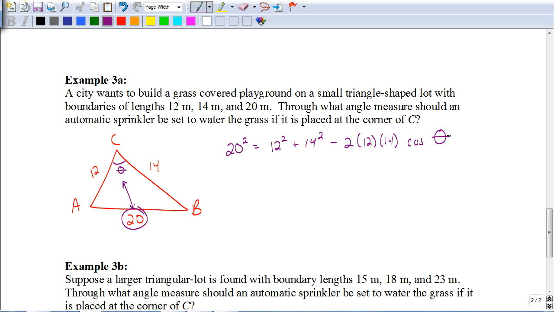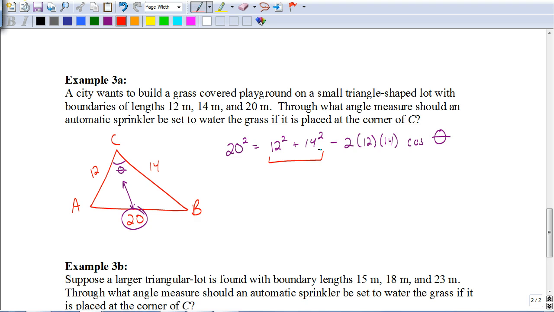Now we could go through this in baby steps. What I mean by that is take 20 squared, well that's going to be 400. Take 12 squared, well that's 144. 14 squared is 196, and do all this simplifying. But essentially what I'm going to have to do is subtract that sum from both sides.